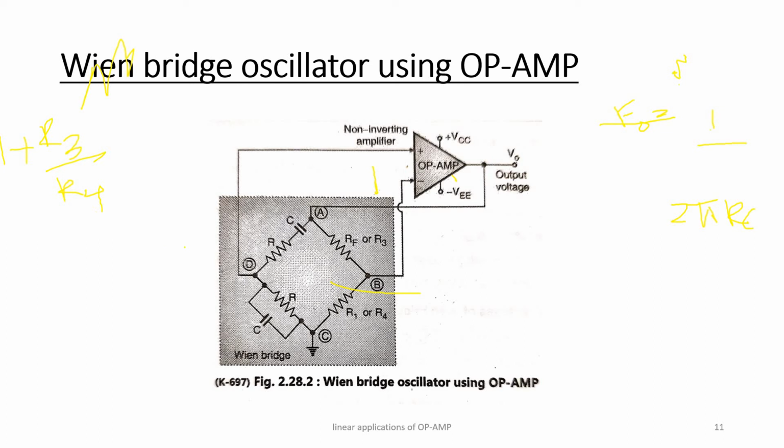We write the gain for the non-inverting amplifier as gain is equal to 1 plus R3 by R4. We know that at the oscillation frequency, the value of the feedback factor beta is 1 by 3 and the gain should be greater than or equal to 3. Therefore, the value of R3 by R4 is greater than or equal to 2. Thus, R3 should be greater than 2 times the value of R4 to ensure sustained oscillation.